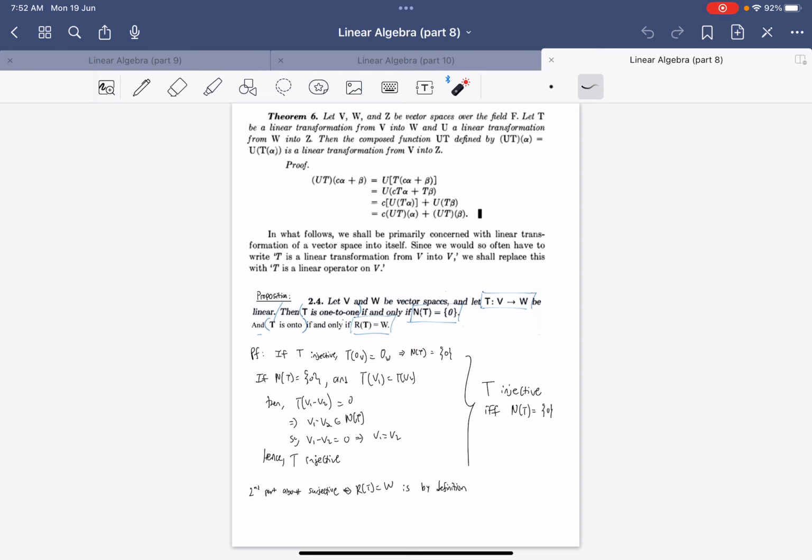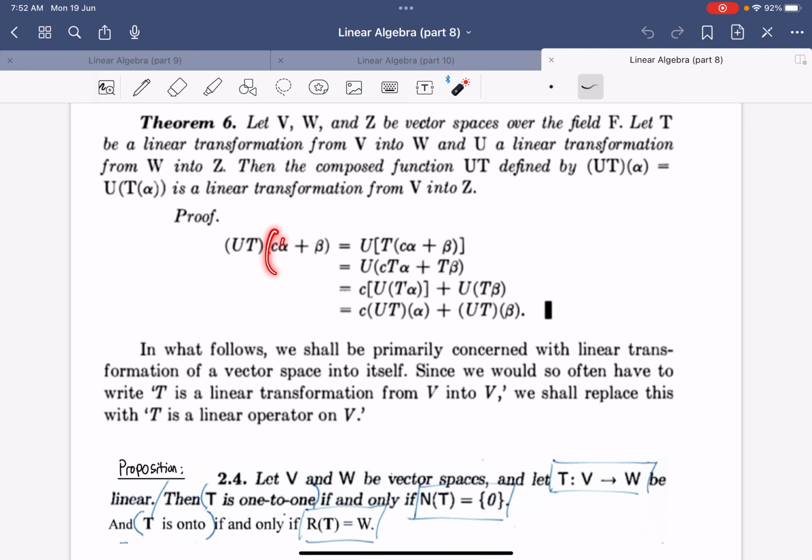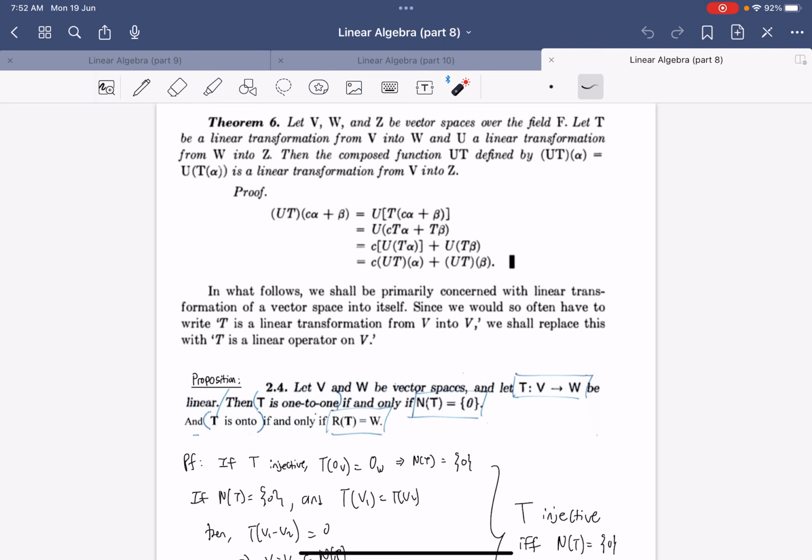And now we move on to showing that the composition of two linear transformations is also a linear transformation. That is so because for UT sending c alpha plus beta, we just need to do the T transformation first. So you can break it down into these two parts. And then because U is a linear transformation, you can further break it down. And then combining and simplifying, you get that this is equivalent to this. Hence showing that the composition of two linear transformations is also a linear transformation.